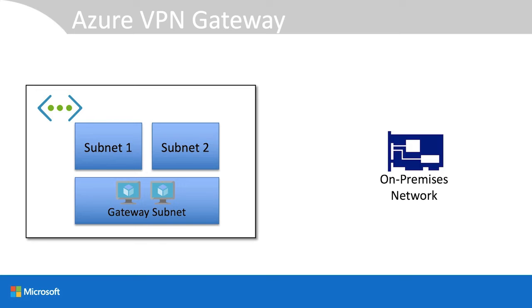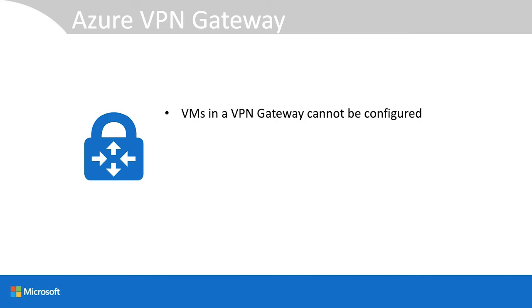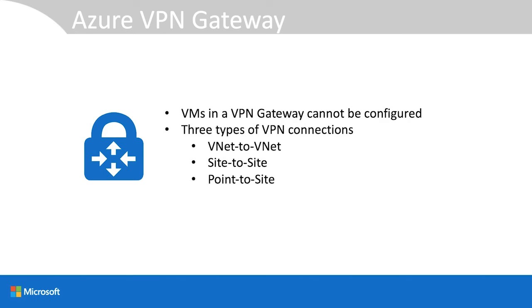So once you've created a VPN Gateway, you can securely connect to your on-premises network using an encrypted virtual private network tunnel. Now, you can't connect to the VMs that run in the gateway subnet. They're controlled by VPN Gateway, and they're not designed for any other use. Once you've created your VPN Gateway, you can use it for 3 types of connections: VNet to VNet connections, which allow you to securely connect from one Azure VNet to another Azure VNet. This is useful when you want to securely connect 2 VNets that are in different Azure regions.